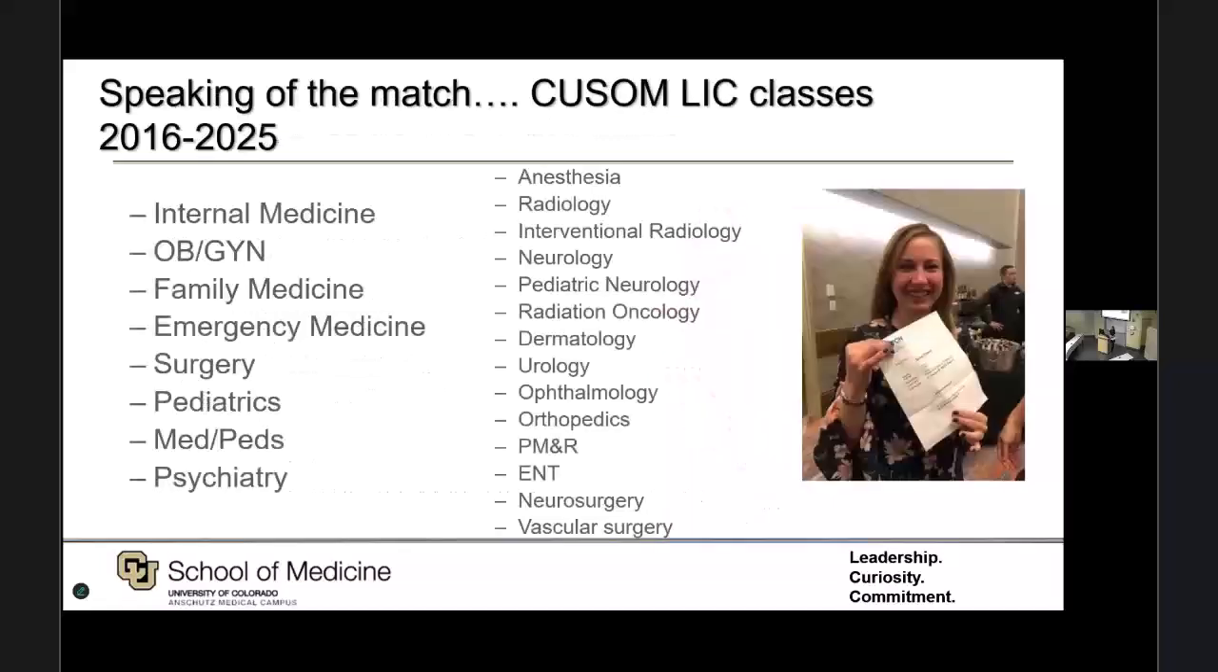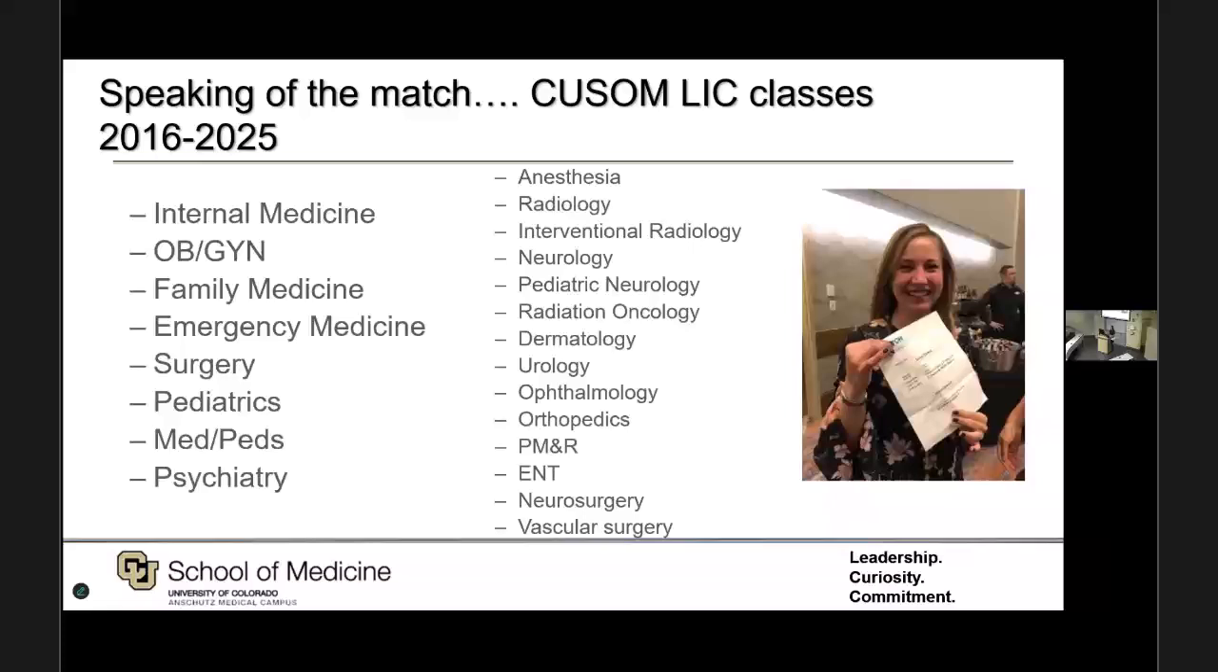And speaking of the match, we have at this point many years of students who have done their clerkships in the LIC and then gone through the match, and our students have performed fantastically in the match, matching in almost every specialty, maybe every specialty that's in the match is represented here. I don't know, I'm not 100% sure about that, but certainly an impressive list. And students go on to any specialty of interest, regardless of their time in exposure to that specialty in the LIC.